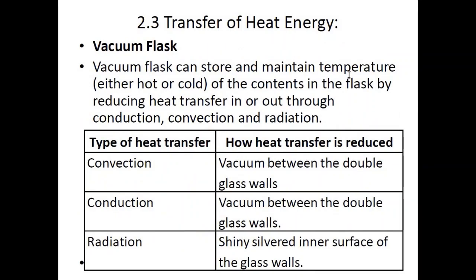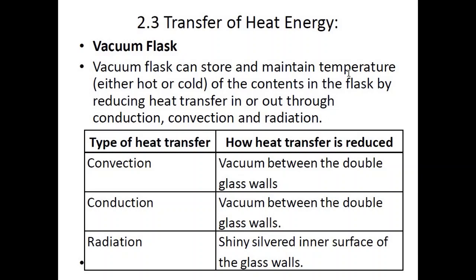An example of transfer of heat energy is a vacuum flask. It can store and maintain the temperature of either a hot or a cold liquid or solid contents in the flask by reducing heat transfer in or out through conduction, convection, and radiation. Now, a vacuum flask is an instrument that relies on all three types of heat transfer.